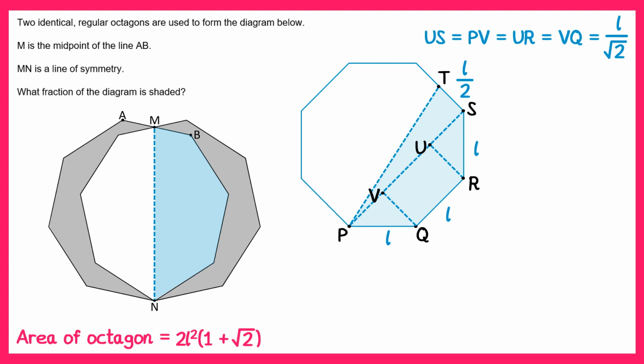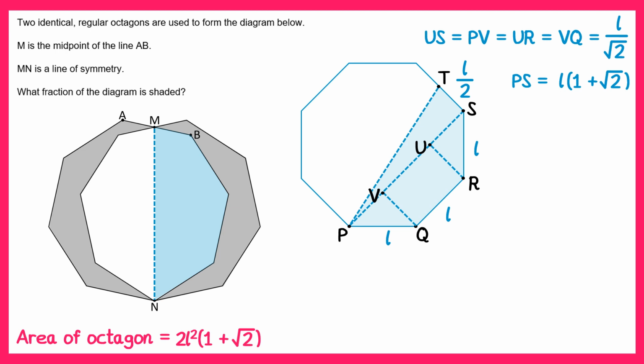Also, in a similar way to what we did with the square earlier, we can work out the length of the line PS. PS will just be PV plus VU plus US. Now 2 of those lines are equal to L over root 2, and V to U is just L. So we end up with 2L over root 2 plus L. Once again we can rationalise the fraction here to end up with root 2 L, factorise out the L, and then we end up with L lots of 1 plus root 2.